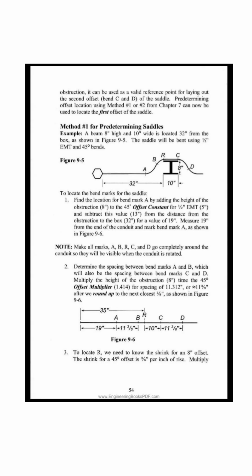R will move to the left and be at the edge of the obstruction after the first offset of the saddle is bent. With R locating the edge of the obstruction, it can be used as a valid reference point for laying out the second offset, bends C and D, of the saddle. Predetermining offset location using method number 1 or number 2 from Chapter 7 can now be used to locate the first offset of the saddle.